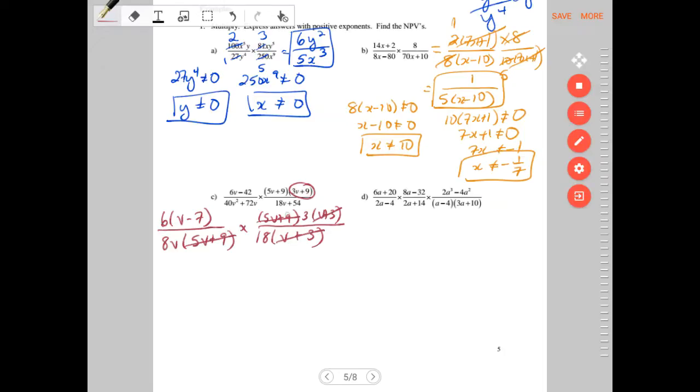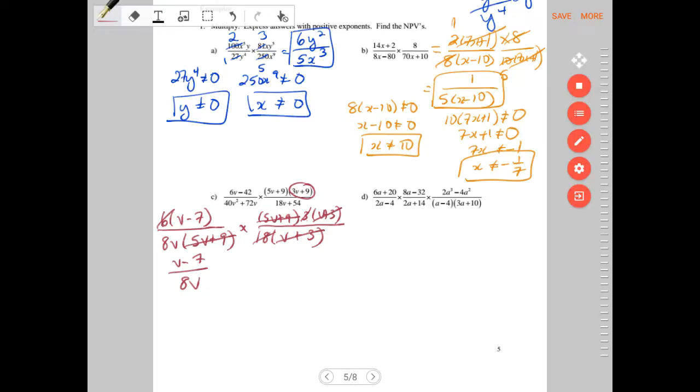I have 6 times a 3, which gives me 18. That 18 on the top cancels with this 18 on the bottom. So they're all gone. And there's nothing else on the top but v minus 7. And there's no v minus 7 on the bottom. So I think that's it. So we get v minus 7 over 8v.